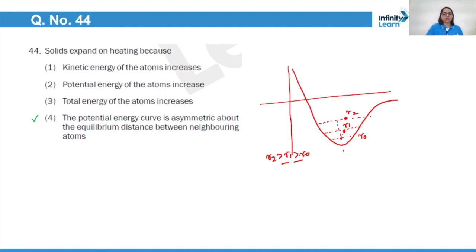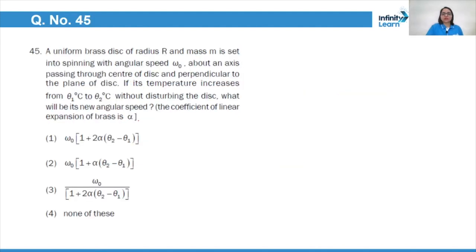So correct answer is option 4. Question number 45. A uniform brass disc of radius r and mass m is set into spinning with angular speed omega naught. So its initial moment of inertia is m r square by 2 and angular speed omega 1 is omega naught, about an axis passing through center of the disk and perpendicular to the plane of the disk.